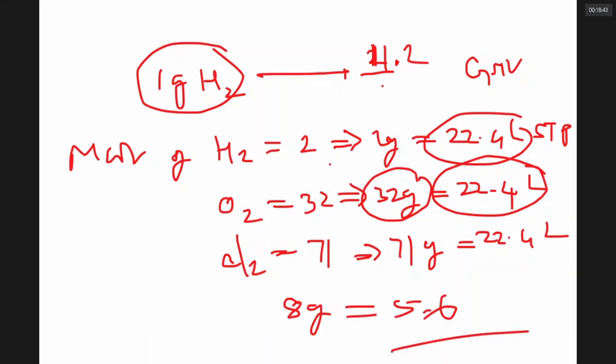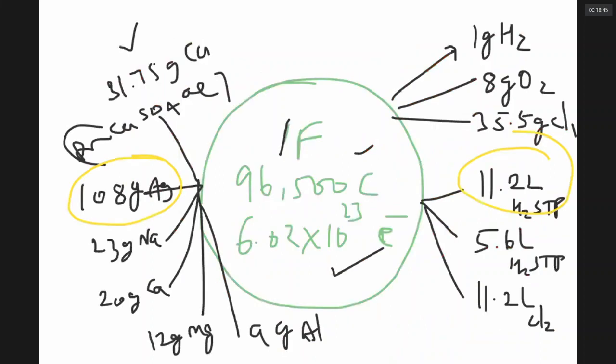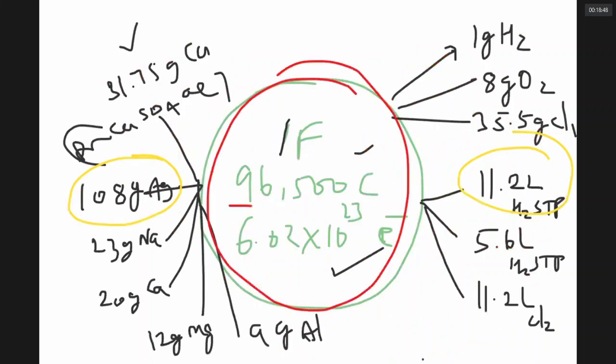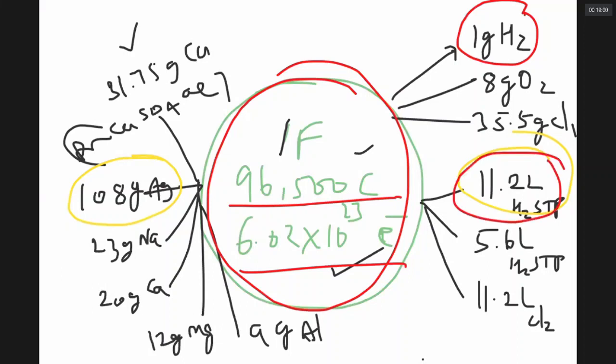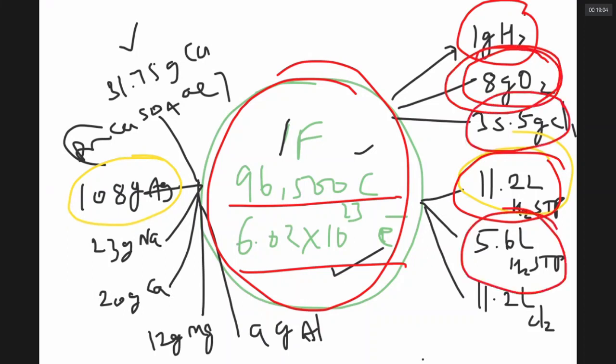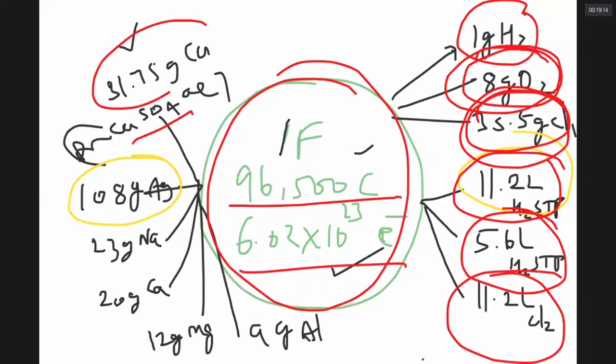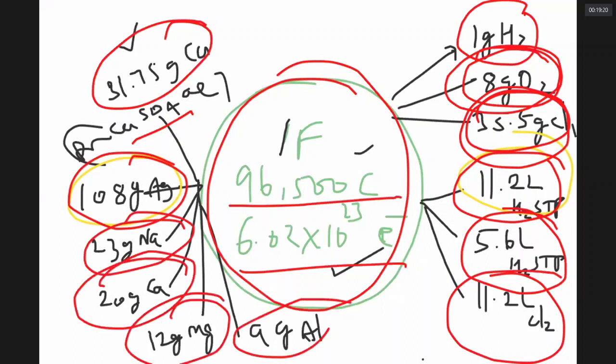Therefore, one equivalent weight of any element is what I have taken here. Whenever I am passing 1 Faraday charge, or 96,500 coulombs, or Avogadro number of electrons, I am getting 1 gram of hydrogen. The 1 gram of hydrogen at STP occupies 11.2 liters. I am getting 8 grams of oxygen at STP, and 8 grams occupy 5.6 liters. I am getting 35.5 grams of chlorine at STP, which occupies 11.2 liters. From copper sulfate, for passage of 1 Faraday, I get this much. Silver, this much. Sodium, this much. Calcium, magnesium. Now, what is the difficult thing in this, sir?